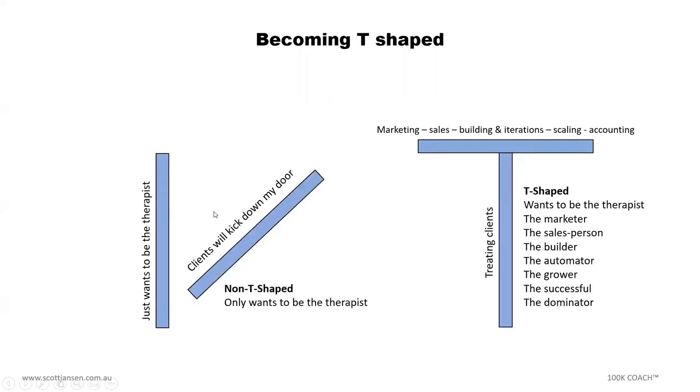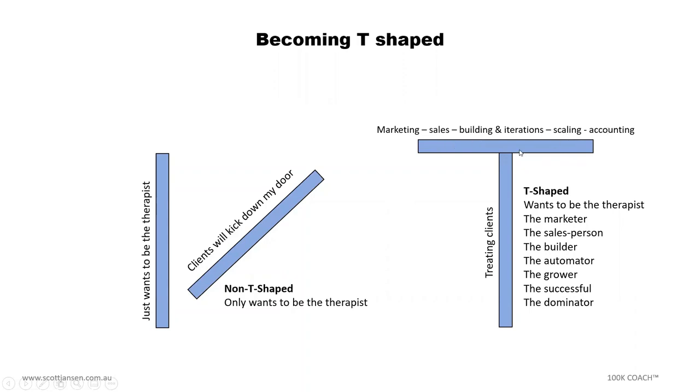So just a metaphor to show you what I mean. If you imagine a T, that's why it's called T-shaped. This person here on the vertical just wants to be the therapist and the coach, and they just think that clients will kick down their door. They only want to be the therapist. They haven't connected these two things together. But the T-shaped person has connected these and created the perfect T. They know that they have to be good at marketing, sales, building and iteration, scaling, accounting, et cetera, et cetera.